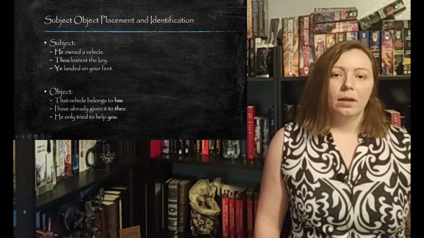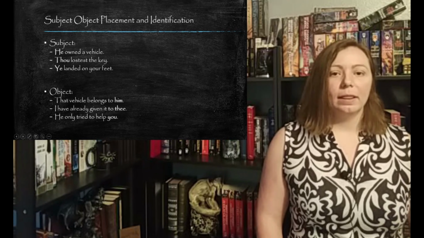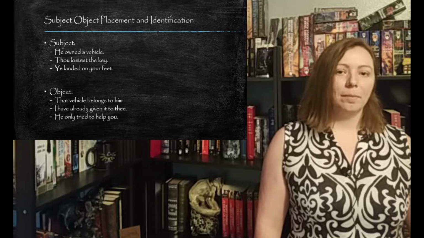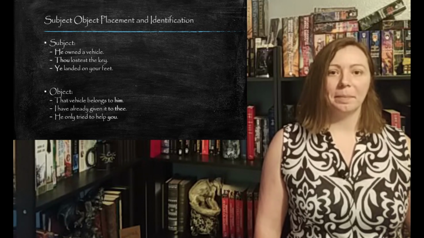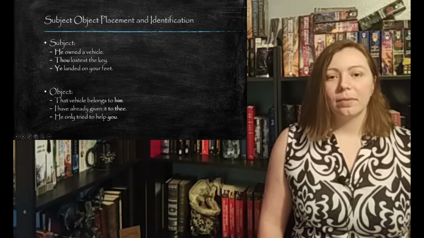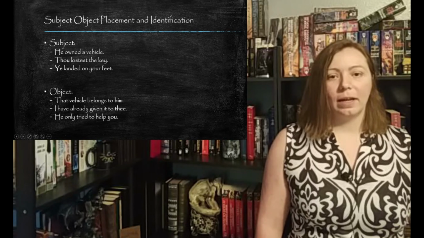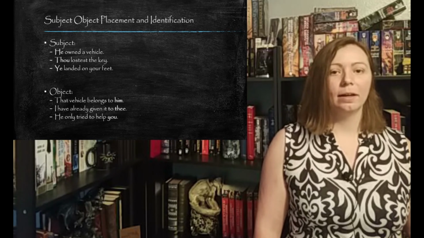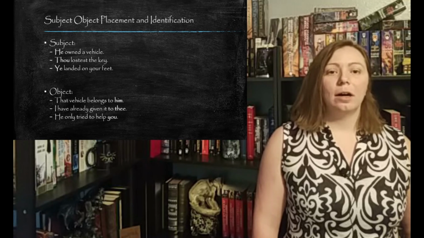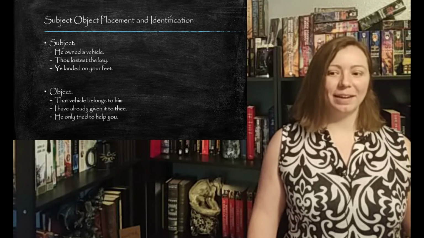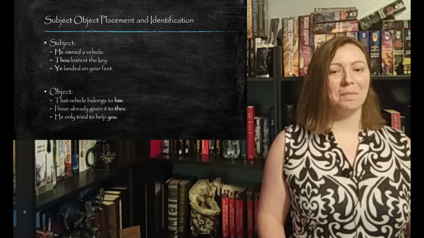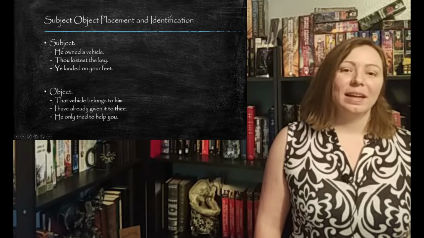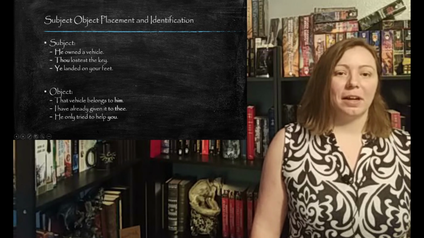So now the object form, that vehicle belongs to him. Easy. We're changing it because it's an object and it's him. Now we are going to say, I have already given it to thee. That's singular, thee. He only tried to help you. And that's how we would say it today. But you got to remember, it's just one form out of 4. So that is correct in the early modern as well.